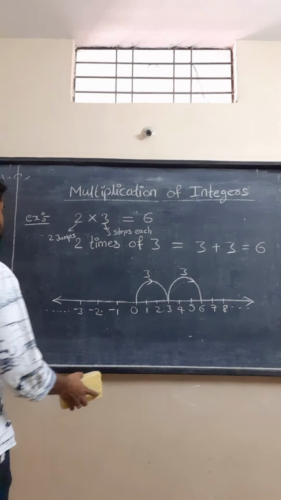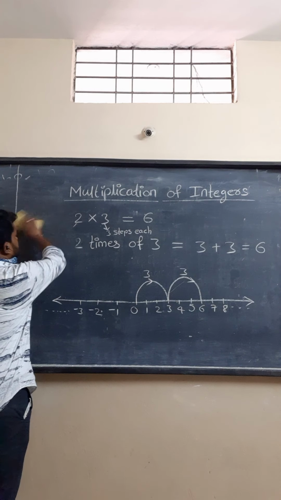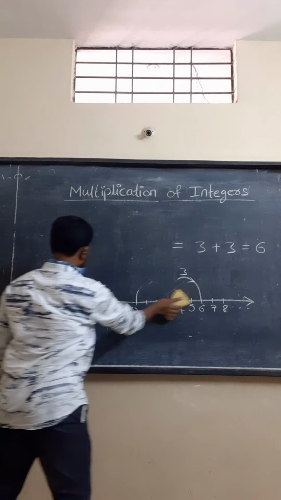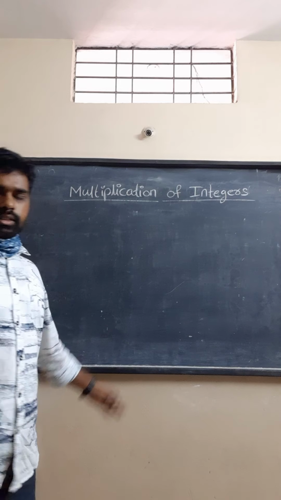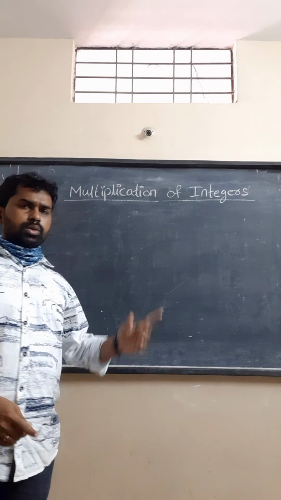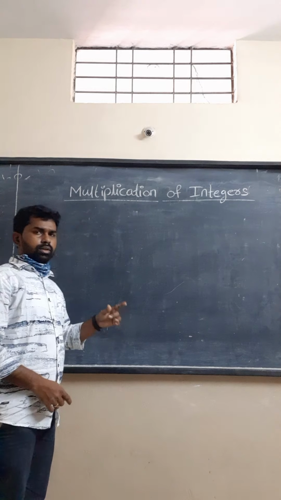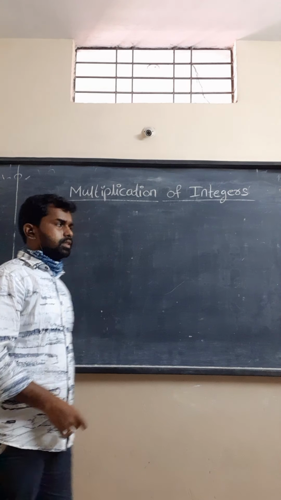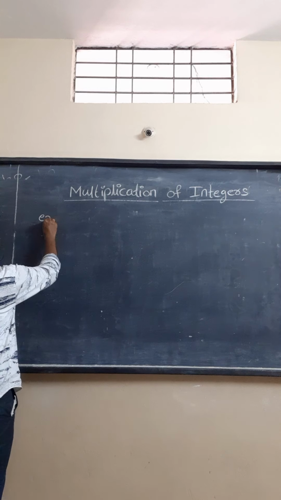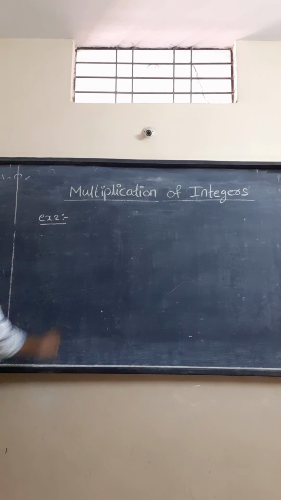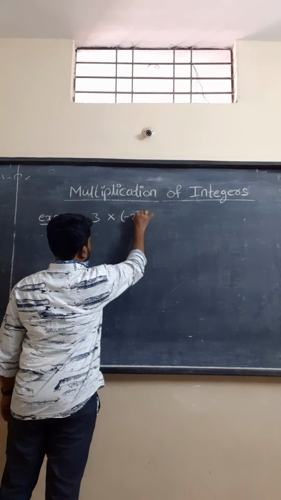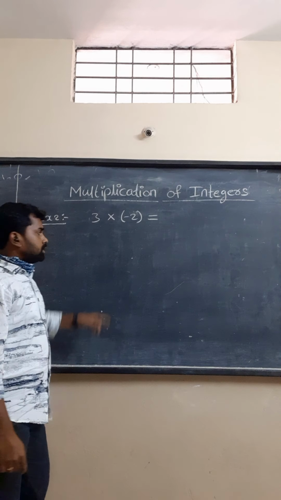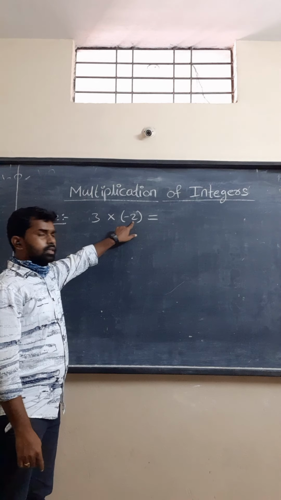Next example is similar. Just now I have taken two positive integers, 2 and 3: 2 into 3. 2 is a positive integer and 3 is also a positive integer. Now we take another example, example 2. I am taking one positive integer and one negative integer: 3 into minus 2. 3 is a positive integer and 2 is a negative integer.